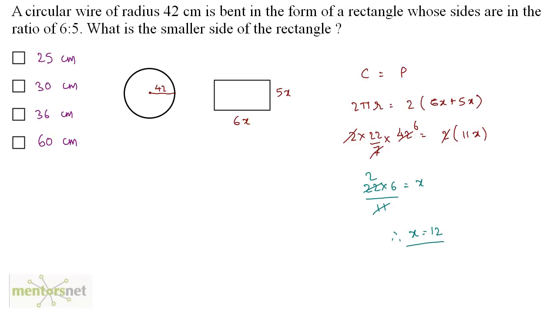So the value of x is 12. What has been asked? What is the smaller side of the rectangle? And that is 5x. So it will be equal to 5 times 12, and that's 60 centimeters. So option D is the correct answer.